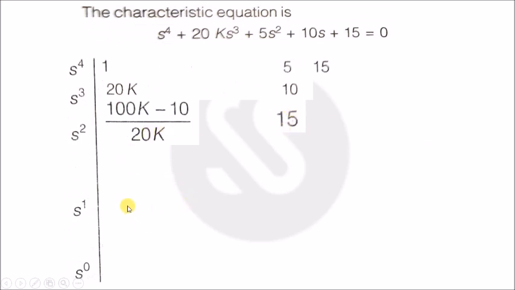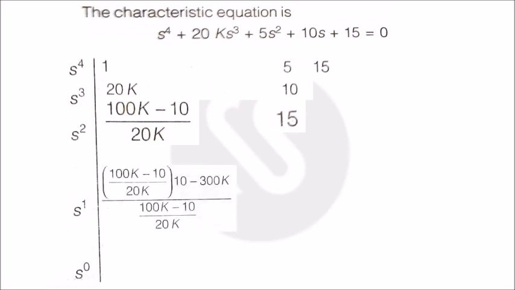Similarly, to find this element, first we need to multiply this with this, then minus multiply this with this, divided by this one. So this will give (100k minus 10) by 20k into 10 minus 20k into 15, which will be 300k, whole divided by this, that is (100k minus 10) divided by 20k. Okay, similarly, to find this value, we need to multiply this with some term over here, but there is no term available here, so this will remain 0 as it is.